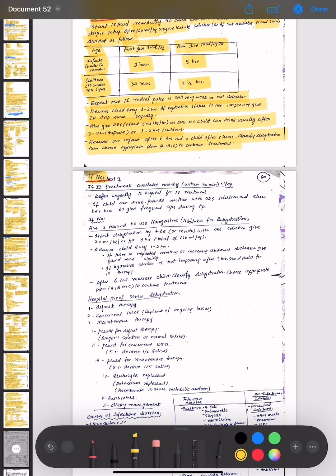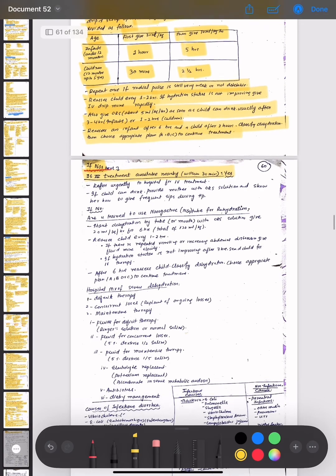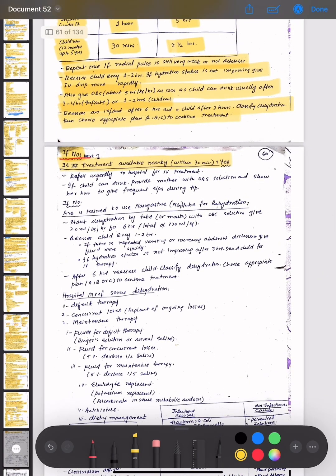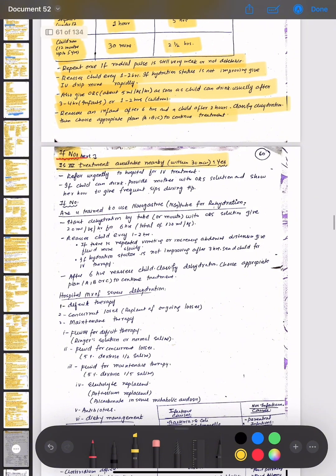First of all, is IV treatment available nearby, within 30 minutes? We will look for whether the IV treatment is available nearby or not. If yes, then refer urgently to the hospital for intravenous treatment. If the child can drink, provide the mother with ORS solution and show her how to give frequent sips on the way. If no, then we have two options.